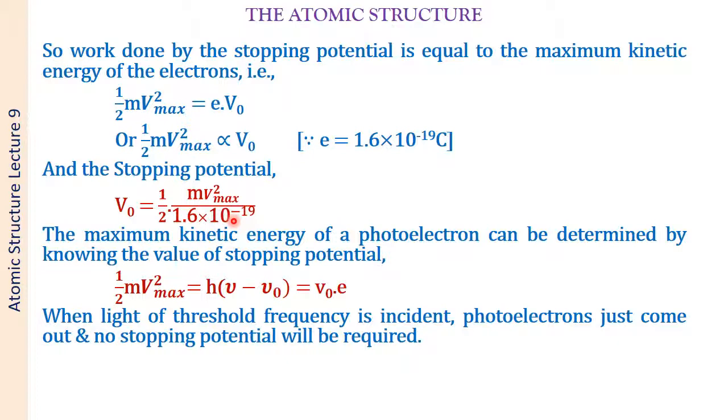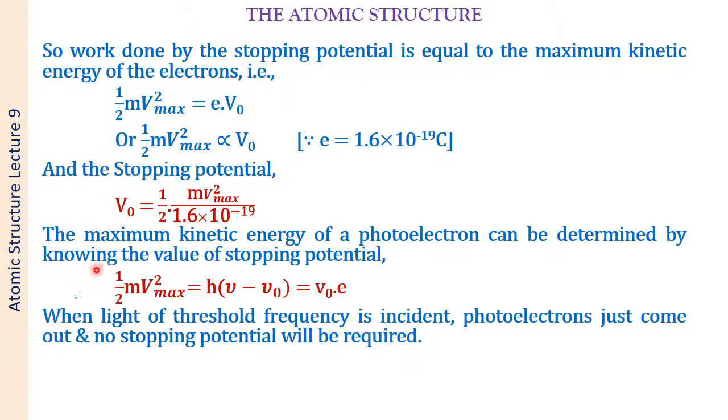And why are we studying the stopping potential? What was the need to study that? Well, we wanted to know the kinetic energy of the photoelectron, but we did not have a way to determine that. So we have determined the maximum kinetic energy of the photoelectron by knowing the value of the stopping potential. If we know the stopping potential and the charge on the electron, we can find out the maximum kinetic energy of the photoelectron, right?